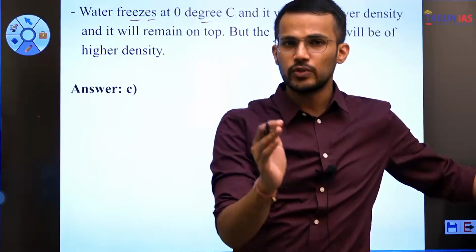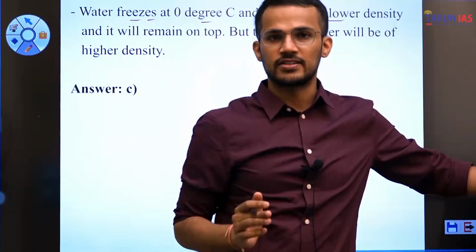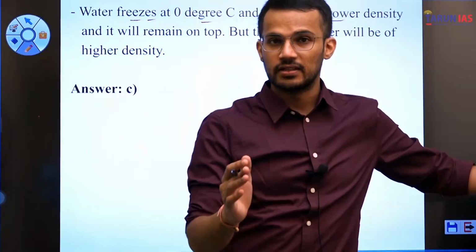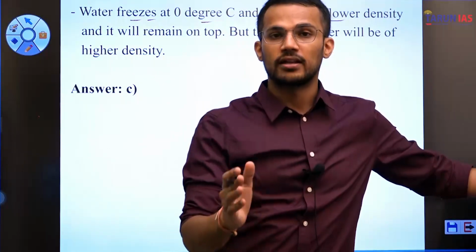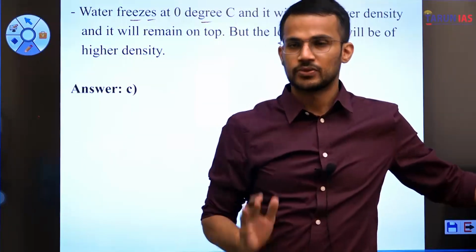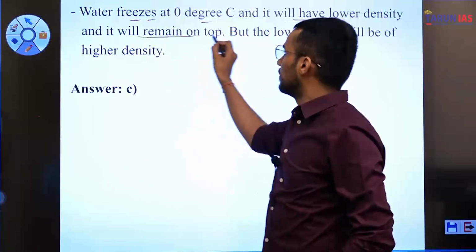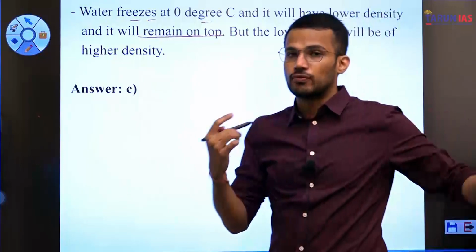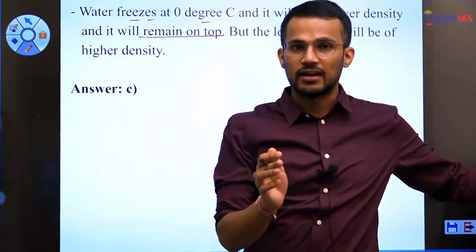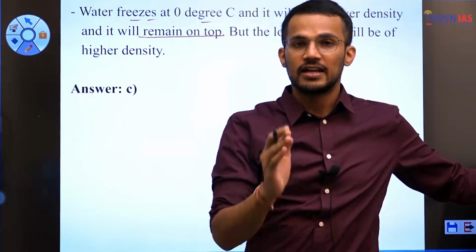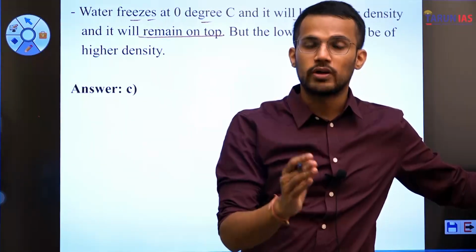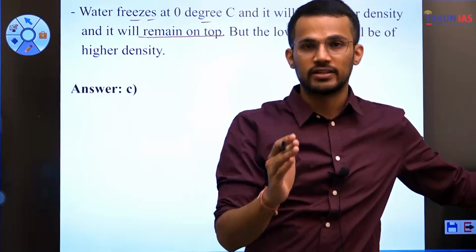And as we reach 0 degrees Celsius, water will freeze. And what will be the density? Density will be lower than at 4 degrees Celsius. Next point, it will remain on top. And as a result of that, though water has frozen at 0 degrees Celsius, its density will be lower compared to water at 4 degrees Celsius.